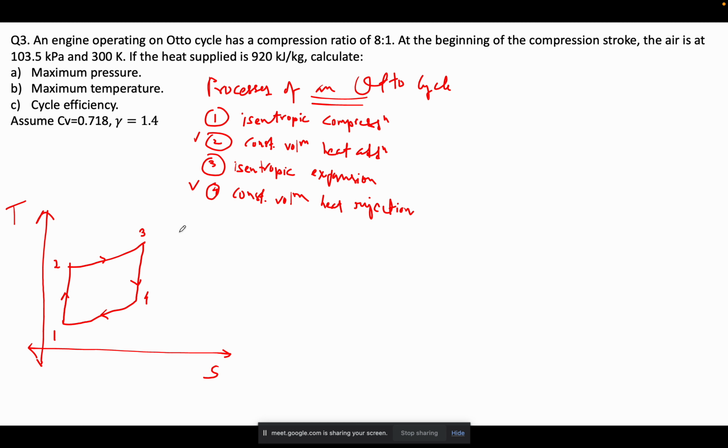Okay, because in diesel cycle, one of the processes is constant pressure heat addition, and constant volume heat rejection is there. So in that case, you will be understanding the difference between these two slopes in case of TS diagram. Now let us also see how the PV diagram looks.